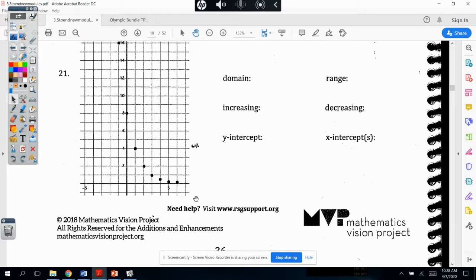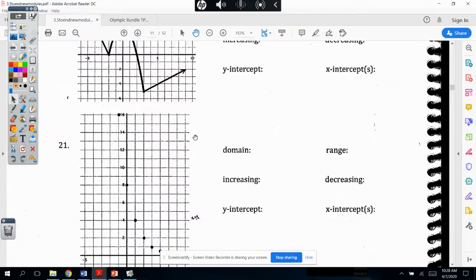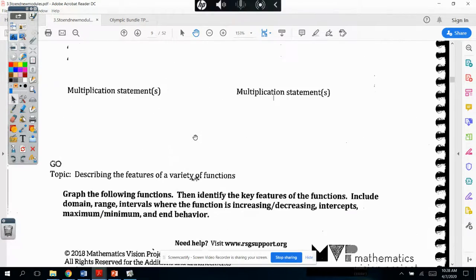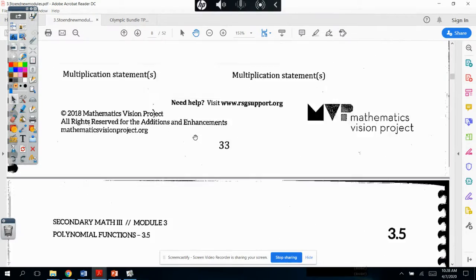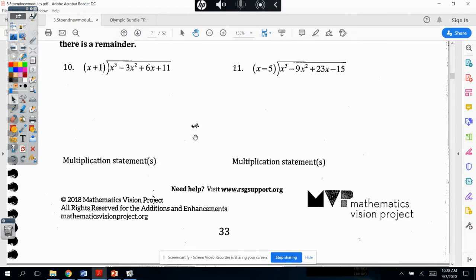And then 21, same thing here with the domain and range. The domain and range is always hard on discrete data sets, and I'm not trying to trick you. So I don't want you to get too worried about that. But division is the most important thing on this.